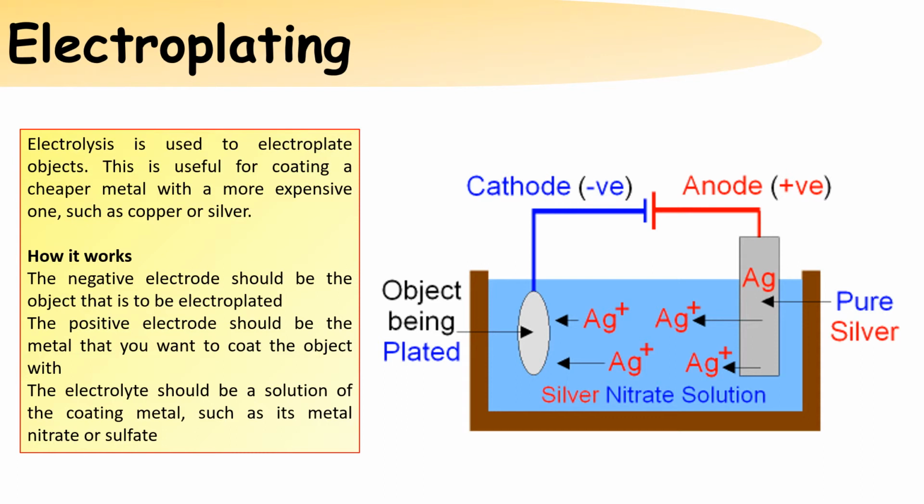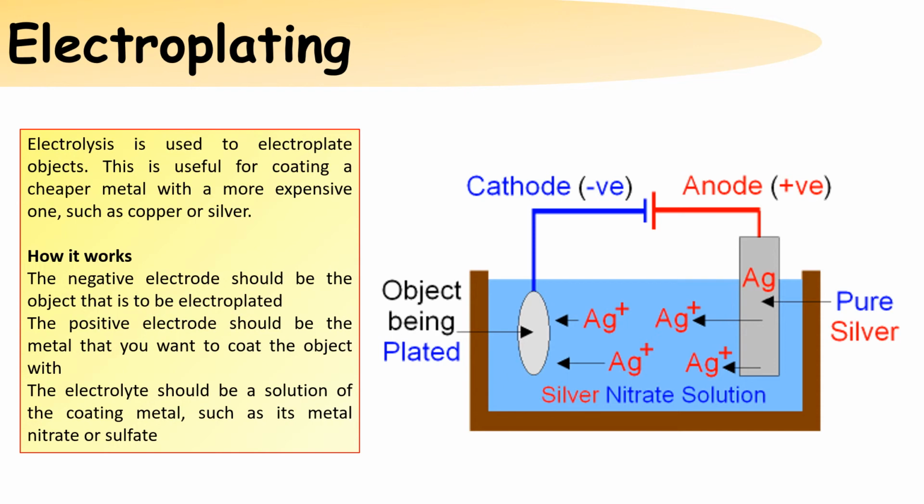Electrolysis is used to electroplate objects. This is useful for coating cheaper metals with more expensive metals such as copper and silver. It works simply by attaching the metal that you want to coat to the negative electrode, the metal that you want to coat it with to the positive electrode, and putting it into a solution of the metal, such as silver nitrate or copper sulfate.